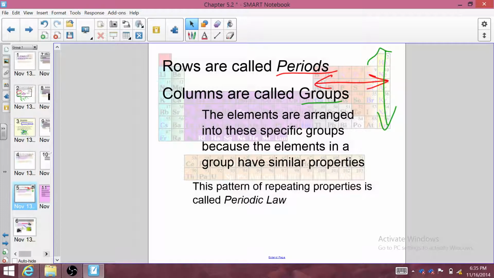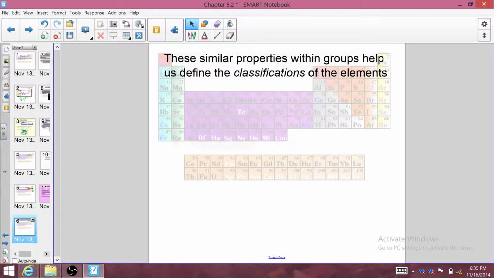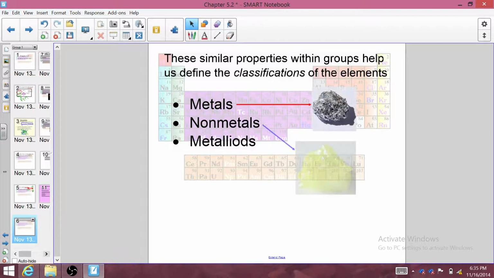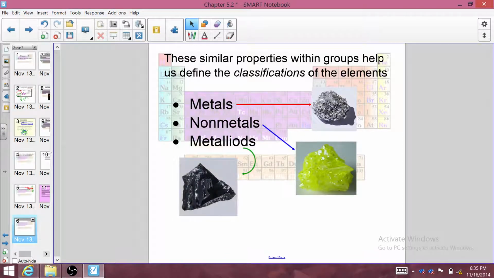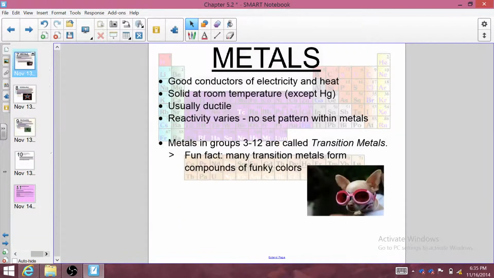Now, putting everything into groups like this, we come up with three main classifications of the elements. And these classifications are metals, nonmetals, and metalloids. Metals and nonmetals are pretty easy to define from each other, and they have very specific characteristics. Metalloids are kind of the weirdos that are in between and don't really fit either of the categorizations. So let's talk about what makes each of these unique from each other.